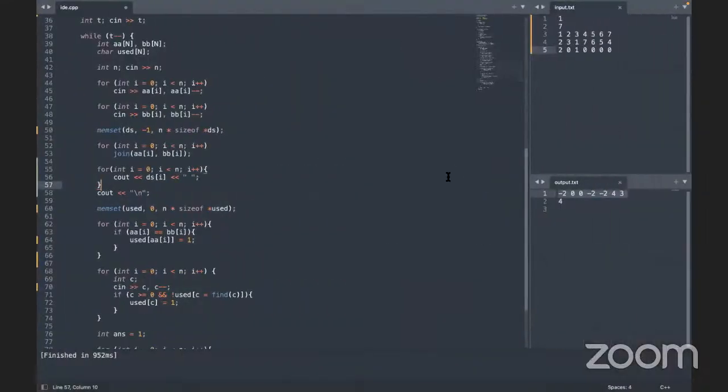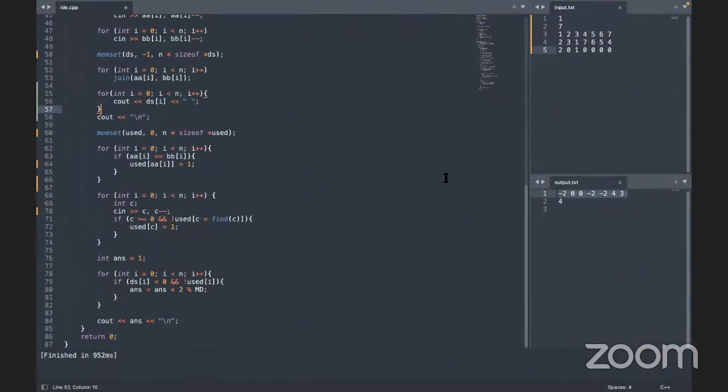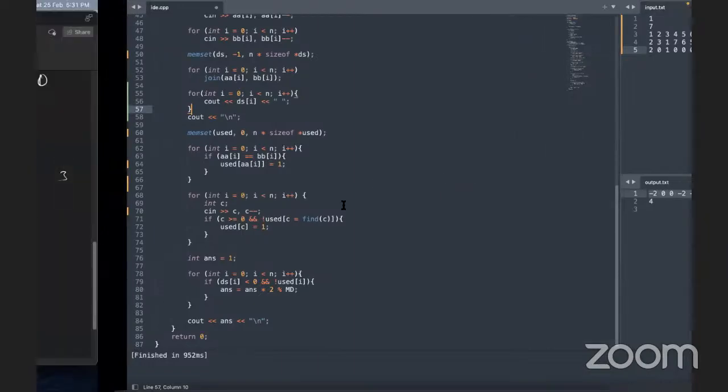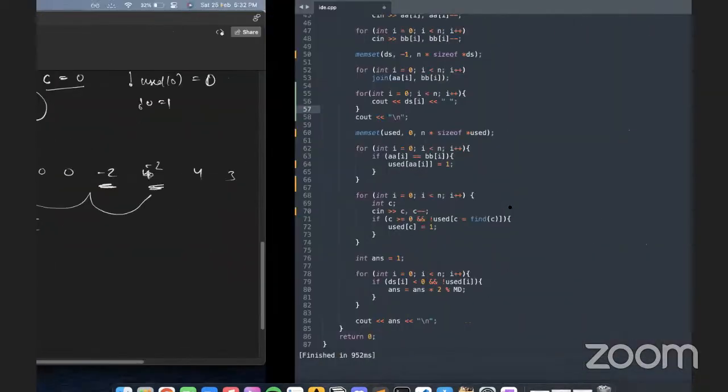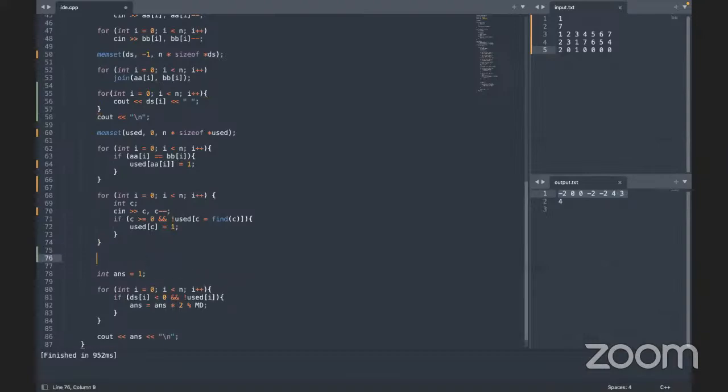And here we're just looking at that. And if you see used, what will the used array look like?